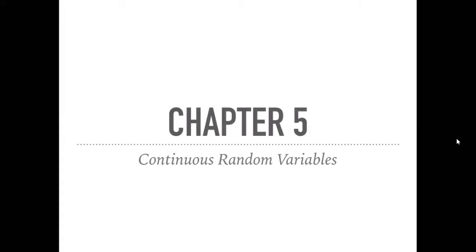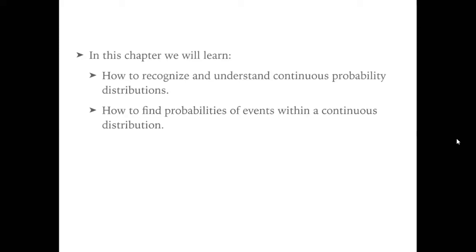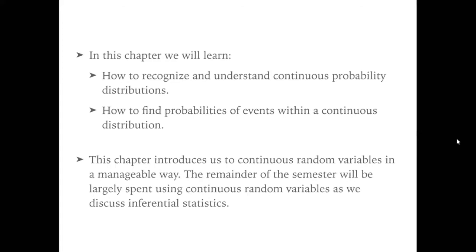So chapter 5, we're talking about continuous random variables. And in this chapter, we're going to learn how to recognize and understand continuous probability distributions. We'll also learn how to find probabilities of events within a continuous distribution. And this chapter really just introduces us to continuous random variables in a manageable way. And the remainder of the semester will be spent largely using continuous random variables as we discuss inferential statistics.